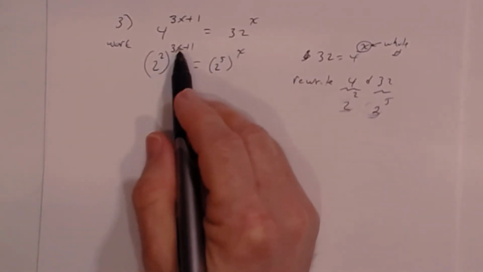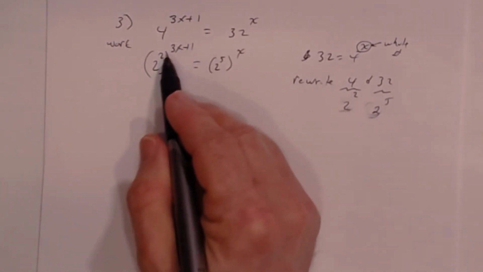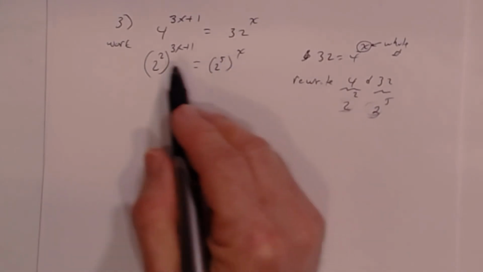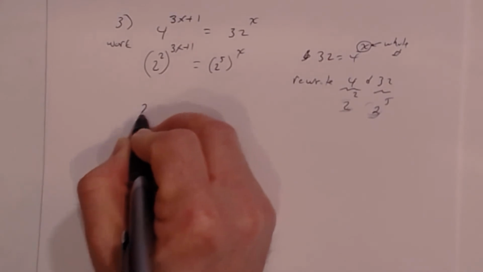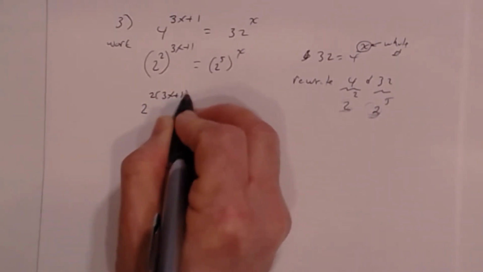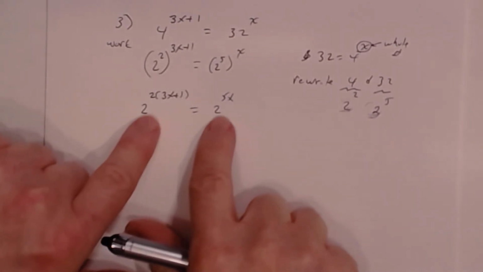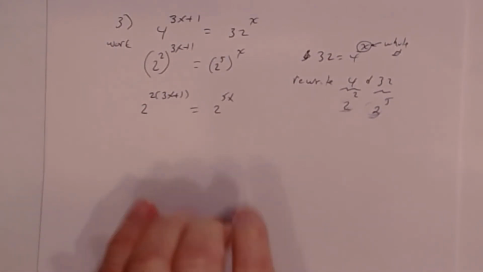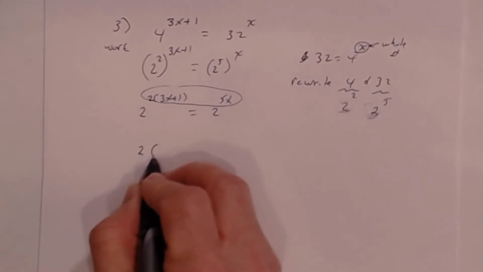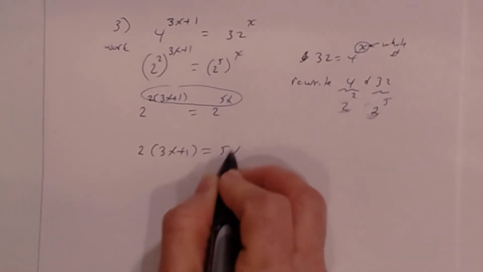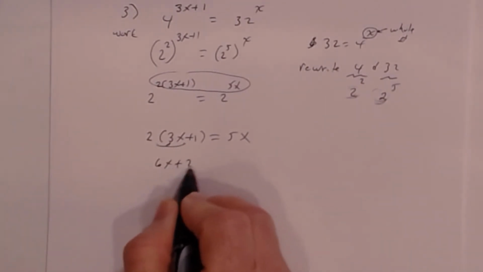And the next thing to do now is to remember that a power raised to a power, you're going to multiply these two exponents. And the same thing here. So in your mind, you know that this is 2 raised to the 2 times 3x plus 1, right? Equal 2 raised to the 5x. And now notice the bases are the same, right? So if the bases are the same, then what must be true about those exponents? Those exponents must be equal. So you're going to say 2 times 3x plus 1 must equal 5x. Now let's go ahead and distribute. So I get 6x plus 2 equals 5x.